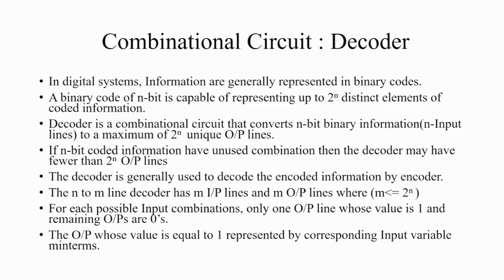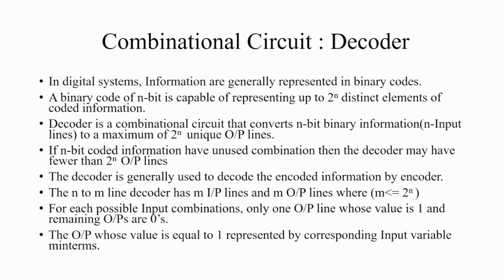What is a decoder? Generally it is a combinational circuit, because all the outputs of a decoder depend on the present combination of inputs, and a binary code of n bits. Generally in most digital systems, information is represented in binary codes. There is a need for a decoder for decoding information.